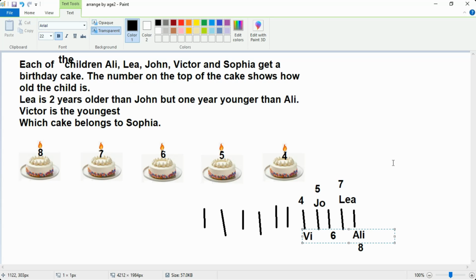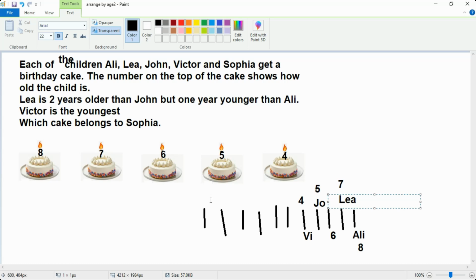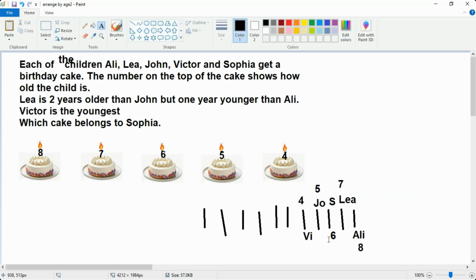We put VI. So now we have one person left, who is Sophia, and this is the only line that is left, because we have 4, 5, 6, 7, and 8, and there are 4, 5, 6, 7, and 8. So the only line that is left is for Sophia. So Sophia is 6 years old. So which cake belongs to Sophia? We know that this is the one. So that's how we solve these problems.